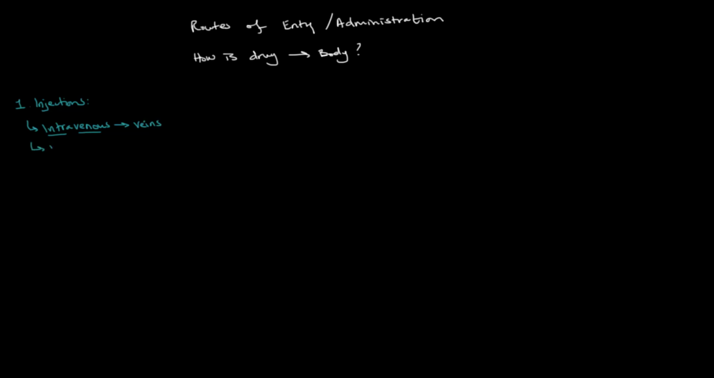We also have intramuscular. And again, intra means in, muscular means the muscle. So this would be into the muscle. And then we also have subcutaneous. And sub means under, and cutaneous is one of the bottom layers of the skin. So this is under the skin.